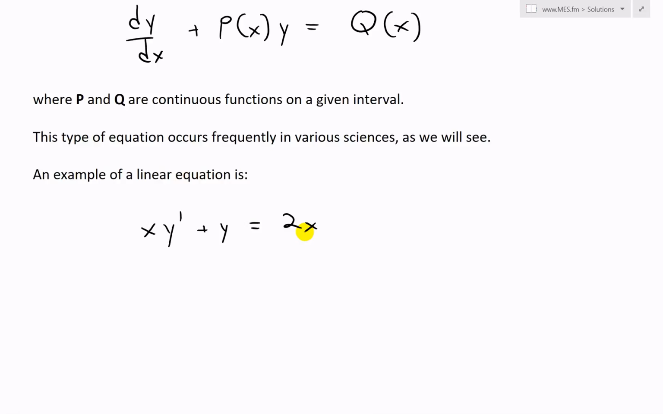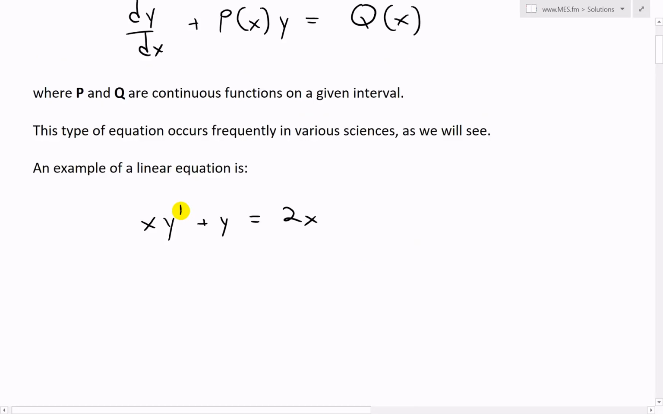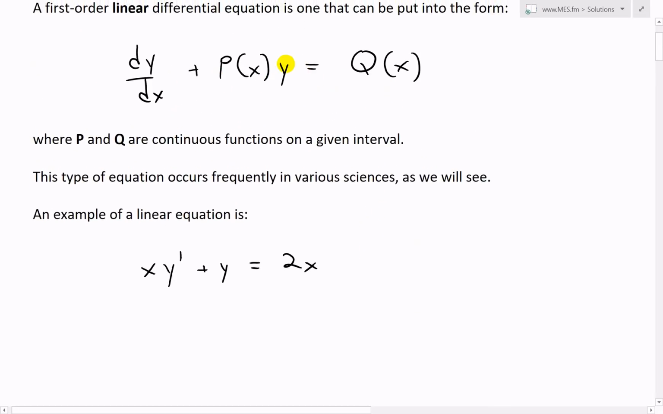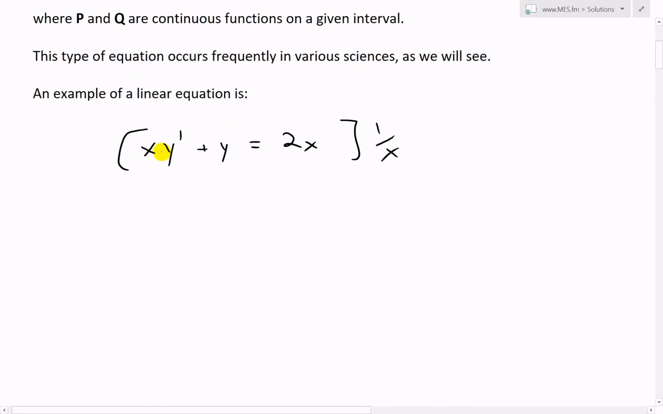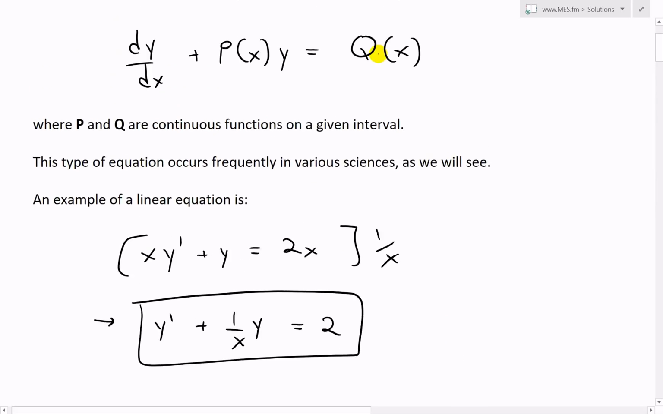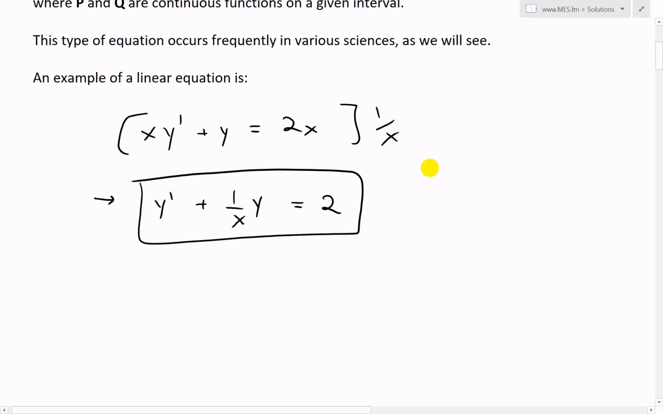2x, like here. Now this is a linear equation because you could just sort this out. There's a y prime, and it doesn't look exactly like this, but we can divide both sides by x. If we do that, this x cancels, so we get y prime plus 1 over x times y, and on the right side is just 2x divided by x, that's just 2. So this looks exactly like this. This q of x is equal to 2, p of x is equal to 1 over x, and there's our dy over dx, which is just y prime, and there's our y. So that's how it looks.